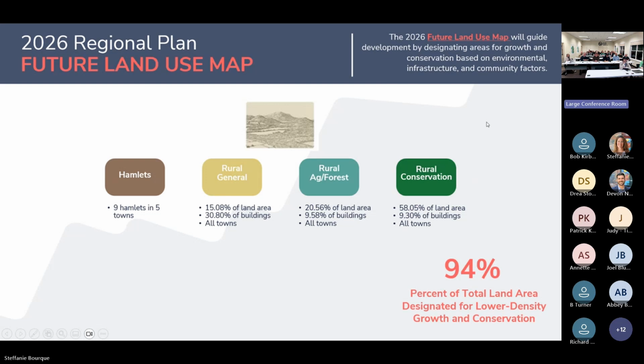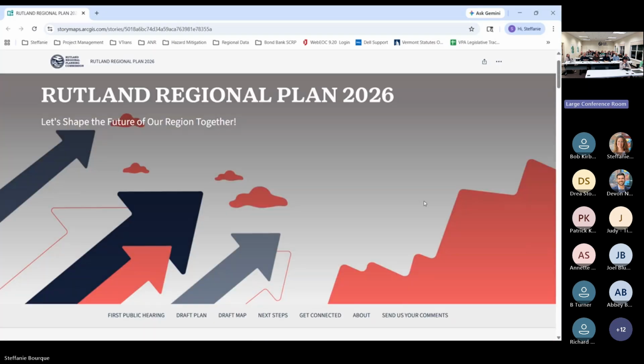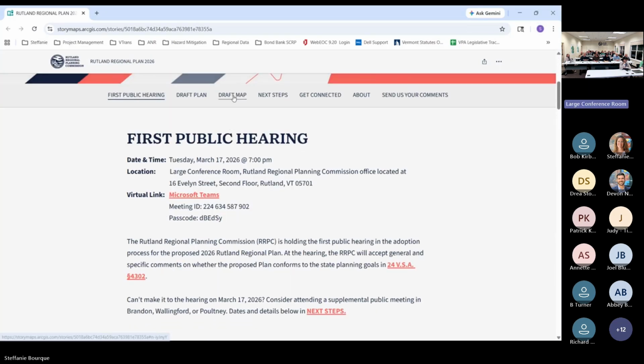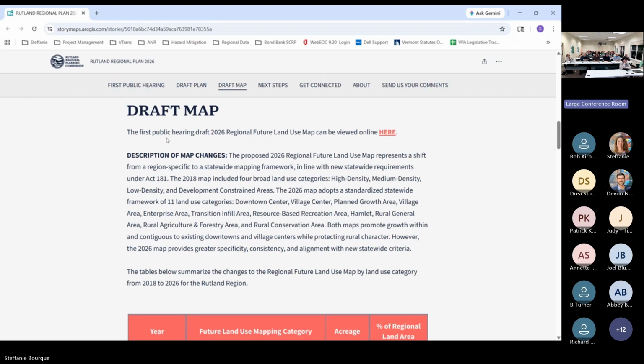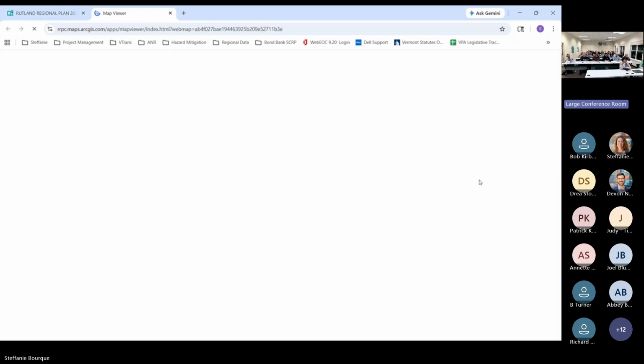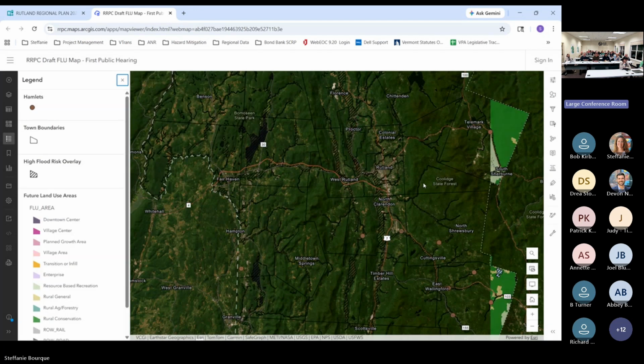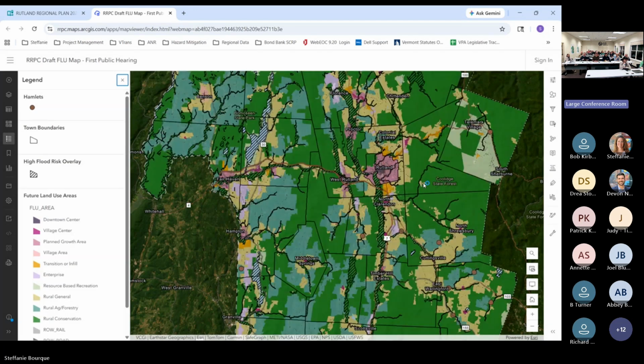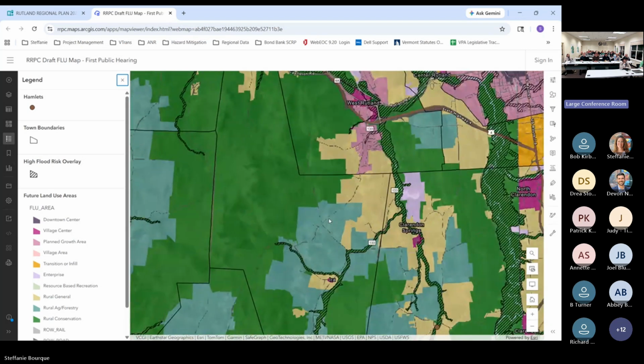And in terms of showing these areas on the map, we do have some paper copies of the map on the walls in the meeting room tonight, but we have an online version of this map back on the landing page. If you scroll to the draft map section, the first public hearing draft can be viewed online by clicking here. And this brings up a more interactive GIS-based map where you can really zoom in to certain areas of interest, and you can see parcel lines as you move in.